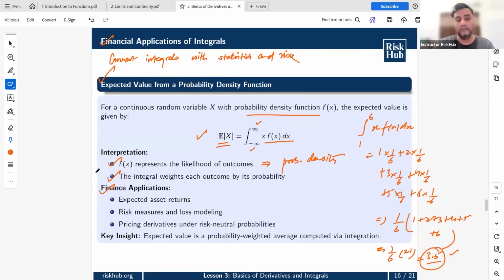For example, let's say we are using Black-Scholes. The option price is essentially the expected value of the payoff. It is computed under the risk neutral probability, and this expectation is calculated using an integral. In the derivation, an integral comes up. I'm not going into Black-Scholes in depth, but I'm just trying to tell you that in the Black-Scholes model, the option price is the expected value of the payoff.